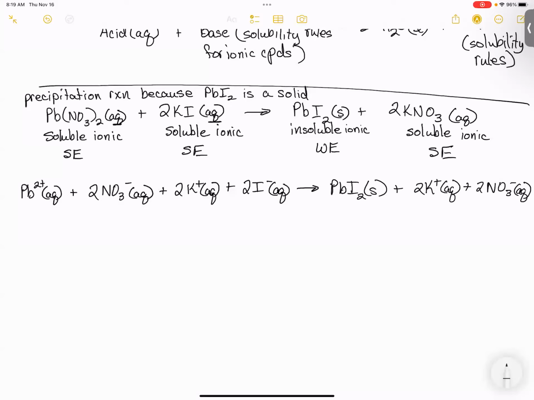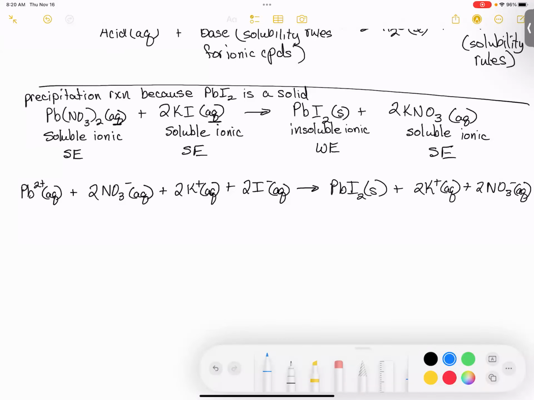Now, once you get to the complete ionic, getting to the net ionic's a breeze. It's the complete ionic that's the challenge. Because to get to the net ionic, you're going to remove your spectators. Spectators appear the exact same way on the reactant side as the product side. So let's just talk through it.